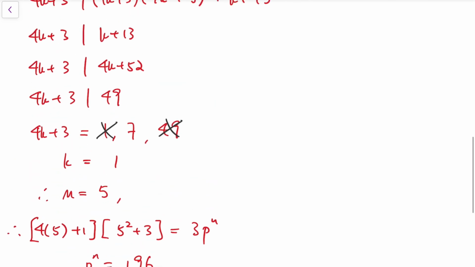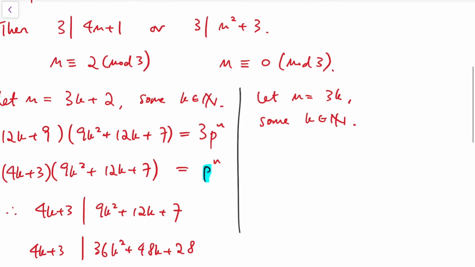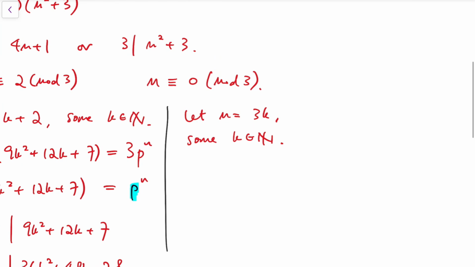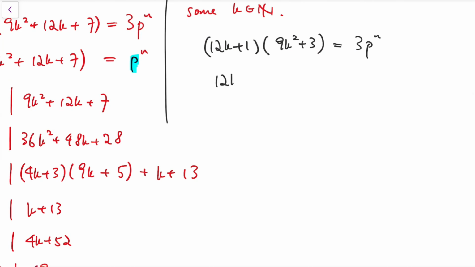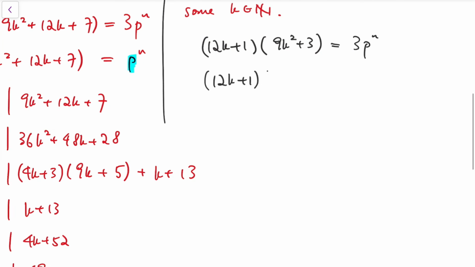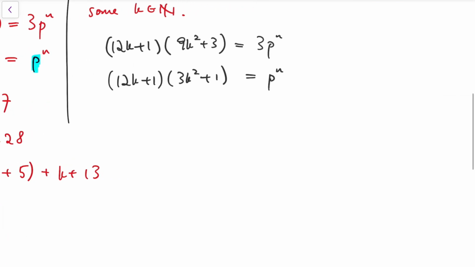Then we have to go to the other case, which assumes m to be equal to 3k for some positive integer k. From this, we can proceed by writing that as 12k plus 1 multiplied by 3k all squared plus 3, then simplifying, we have 12k plus 1 times 3k squared plus 1 equals p to the power of n.